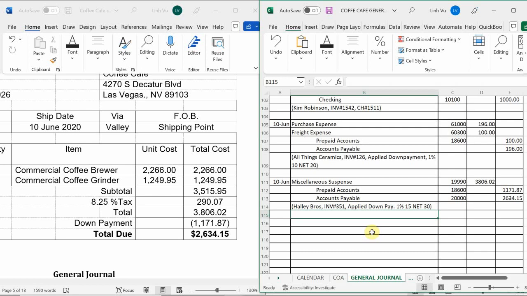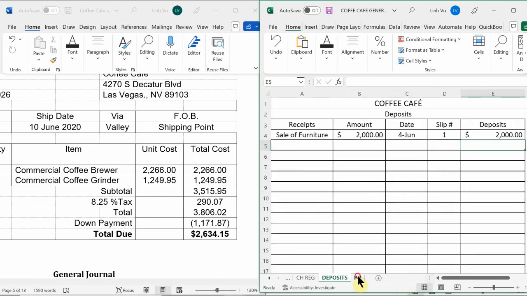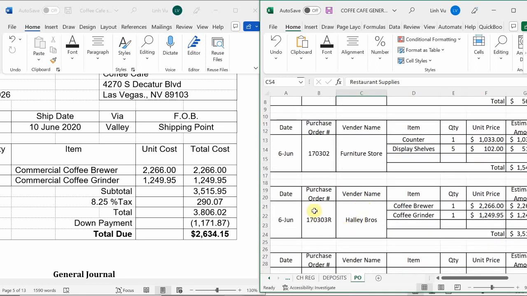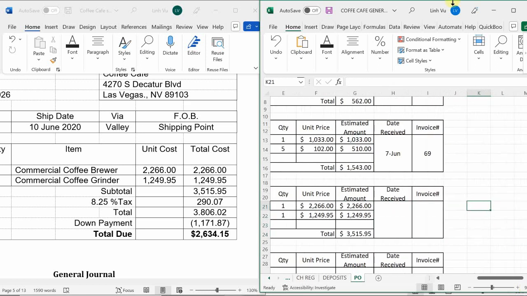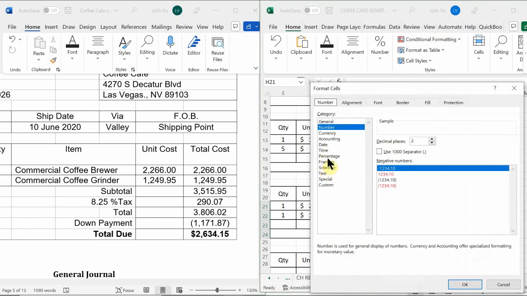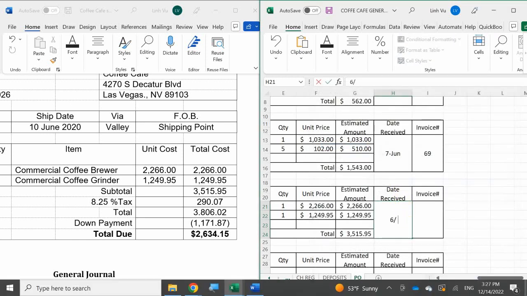All right. So now that I have that information in there, I can go ahead and make sure that my purchase order has been updated. So this was pretty early on. Right here, Hallie Bros was my purchase order number 303. I'm going to go ahead and verify that, yes, I have received my item. And the proof here is my invoice number, which is 351.